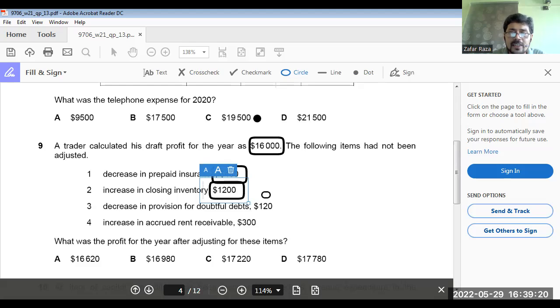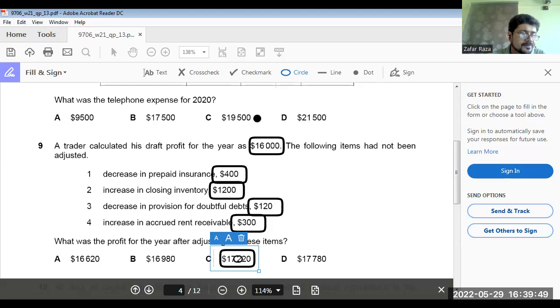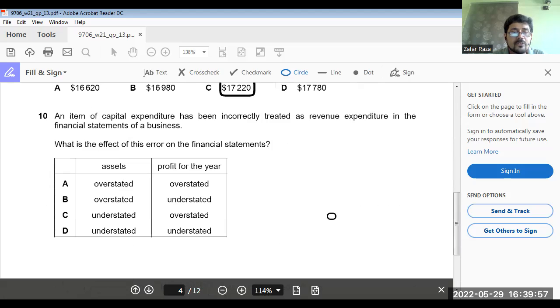If we increase closing inventory, it means our cost is decreased, profit is increased. So add 1,200. Okay. A decrease in provision for doubtful debts means increase in profit, 120. And increase in accrued rent means rent income is increased, profit is increased. Plus 300. Answer is 17,220. That is option C is the answer. Okay, 17,220 is the answer. Okay, come to question number 10.